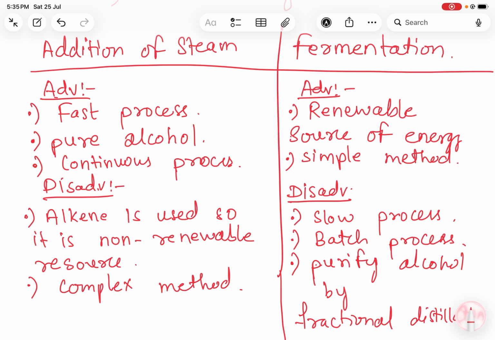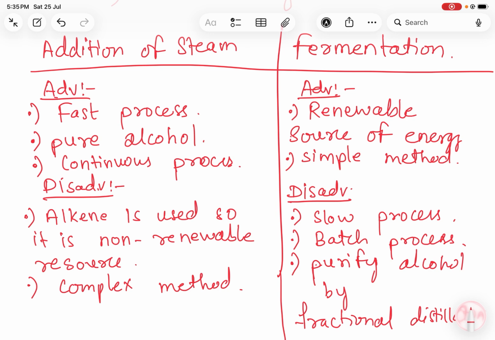In the exam it comes for 2 marks. They might ask you the advantages of one method over the other, or they might ask you to list one or two disadvantages of one method over the other. So the advantages and disadvantages are very simple to understand.